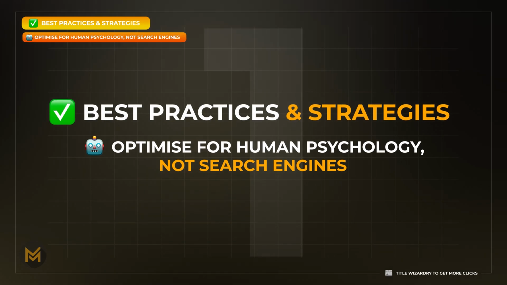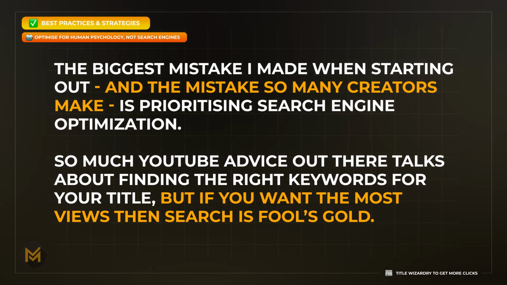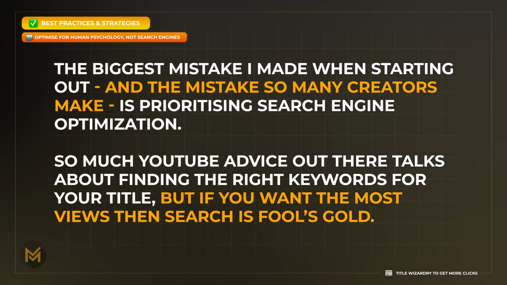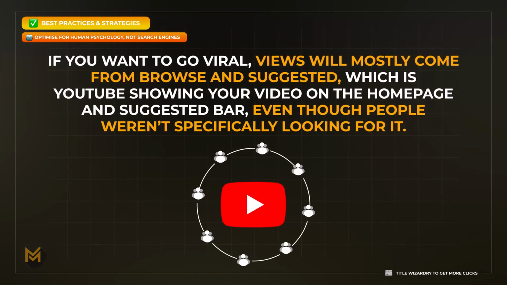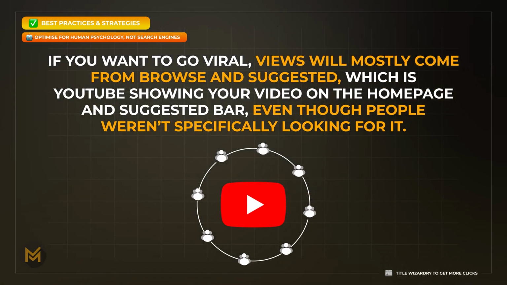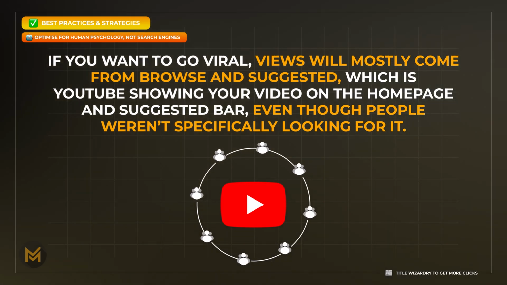Number 1, optimize for human psychology, not search engines. The biggest mistake I made when starting out, and the mistake so many creators make, is prioritizing search engine optimization. So much YouTube advice out there talks about finding the right keywords for your title, but if you want the most views, then search is fool's gold. If you want to go viral, views will mostly come from browse and suggested, which is YouTube showing your video on the homepage and suggested bar, even though people weren't specifically looking for it.